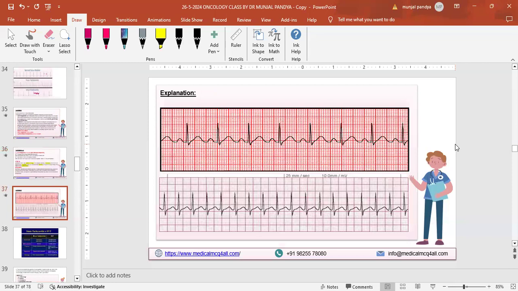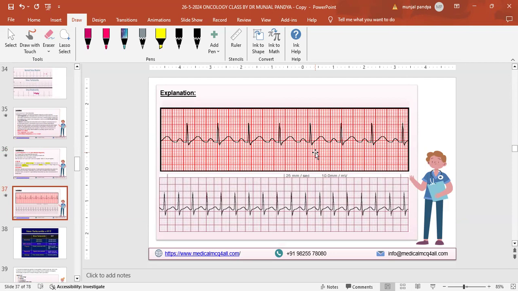See this picture. What is the above picture, Dr. Iram, and what is the below picture? The above one is sinus tachycardia or normal rhythm. The below one is SVT.